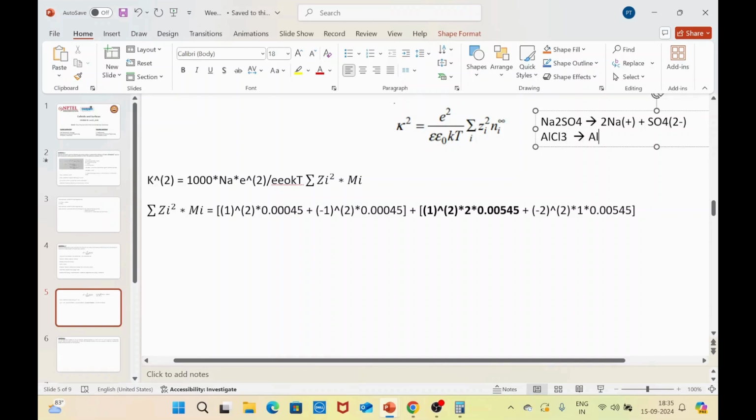So it will be nothing but Al3+, and 3 Cl- ions. Because here the chloride ion has only one negative charge. It has a charge of -1. But to satisfy the valency, it requires 3. So that is the reason it is 3 Cl-. If you have doubts, please let me know.